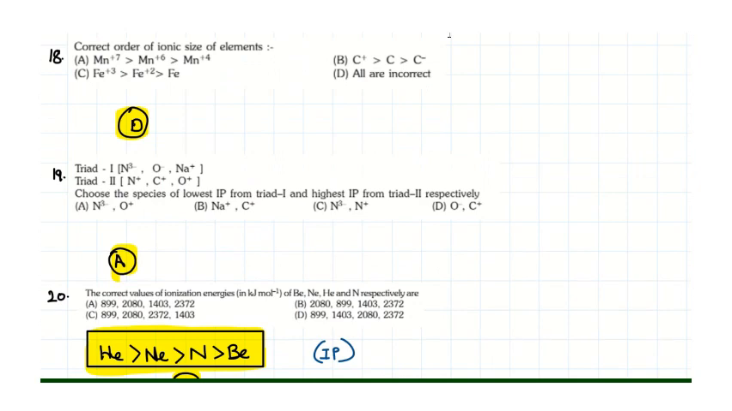In the next question, we need to find the correct order of the ionic size of the elements Mn, Fe, and carbon. We know that the more positive the charge, the bigger the atom or ion, which is given in the options. But in reality, this is false. The greater the negative charge, the greater the size of the ion. Thus, we have Mn7 plus less than Mn6 plus less than Mn4 plus, Fe larger than Fe2 plus, which is larger than Fe3 plus, and C minus larger than C, which is larger than C plus. Thus, all of the above are incorrect.